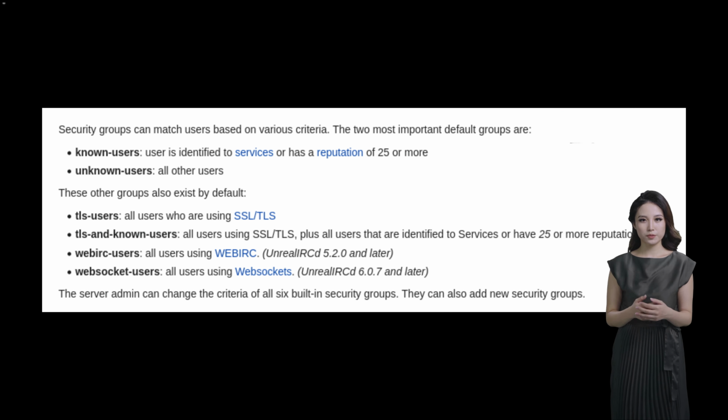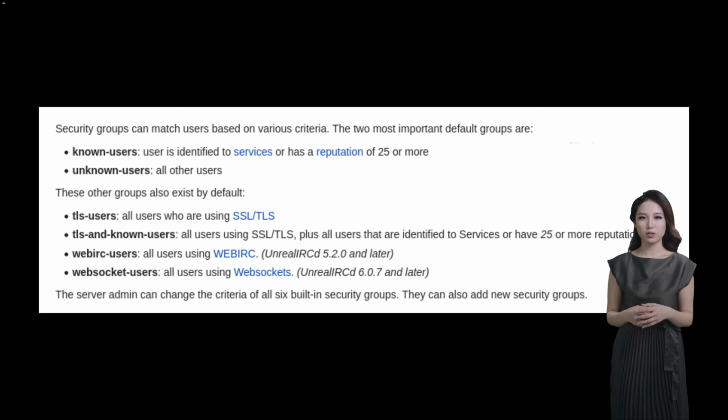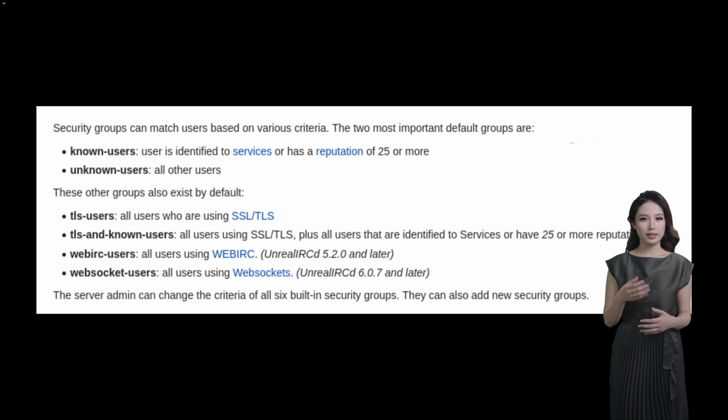There are 6 types of built-in security groups that you can also use. The 2 main ones that apply to everyone are known users and unknown users. But there are also security groups that match secure users as well as web users.